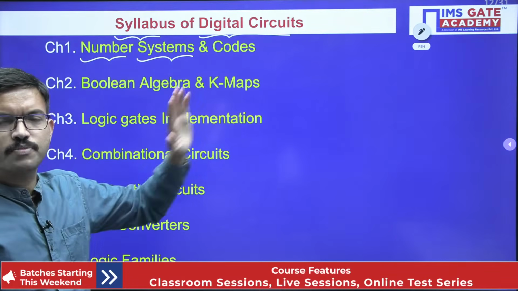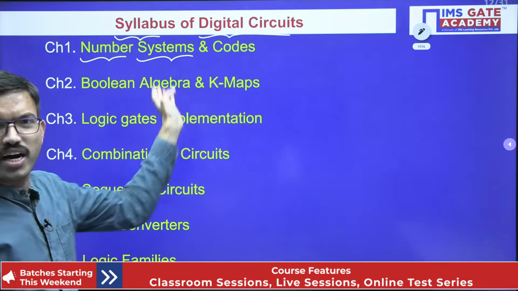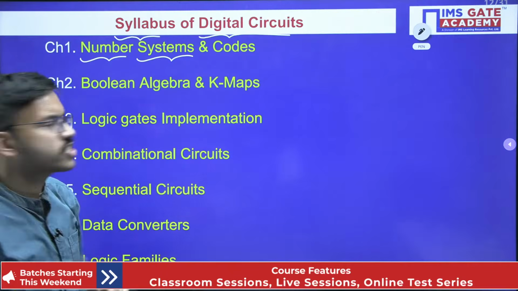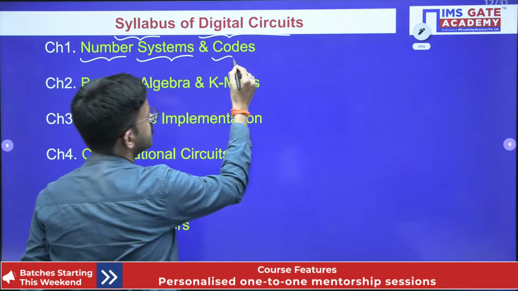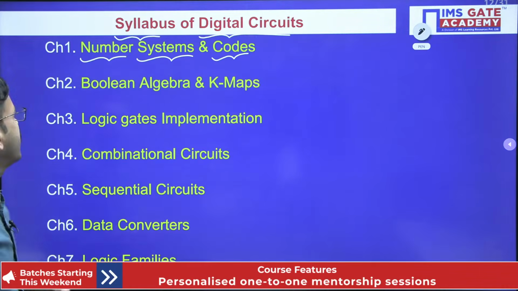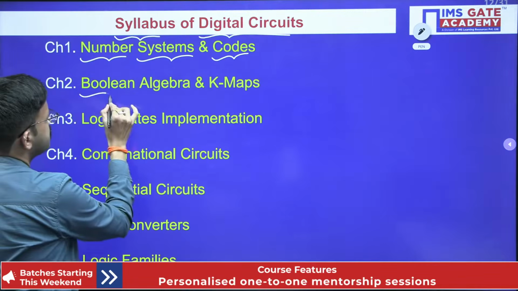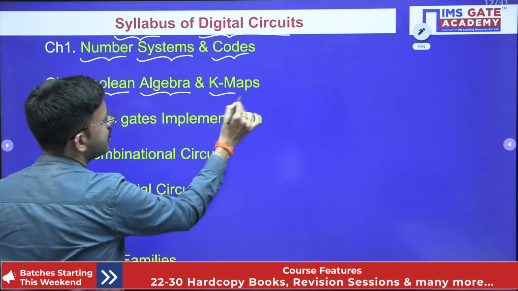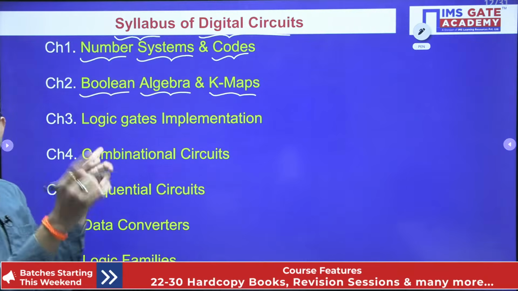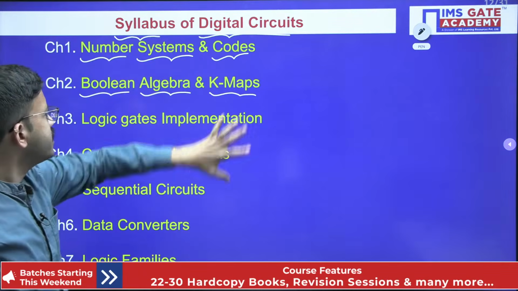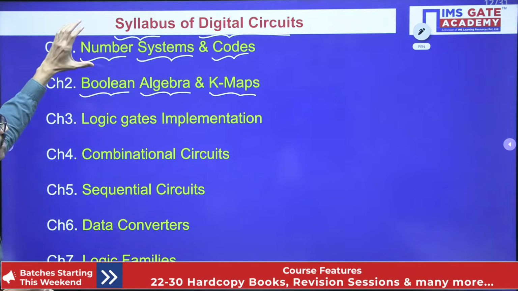those conversions. That means from one number system to the other, how to do the number system conversions, and then we'll discuss various binary codes. And in the second chapter, we'll discuss Boolean algebra and K-maps. See, for this entire subject, if you want to understand it, the first chapter is the basic.